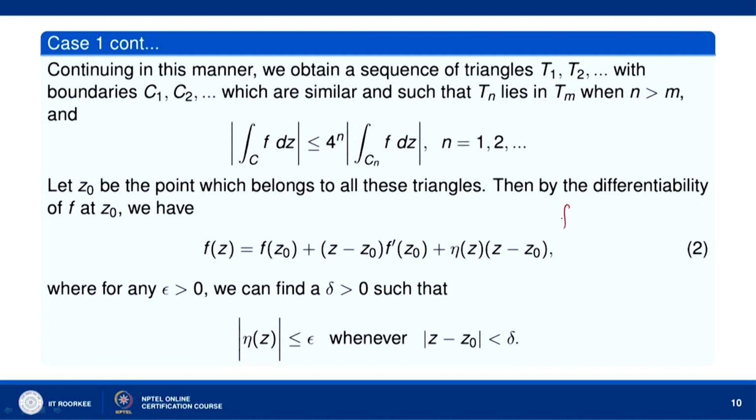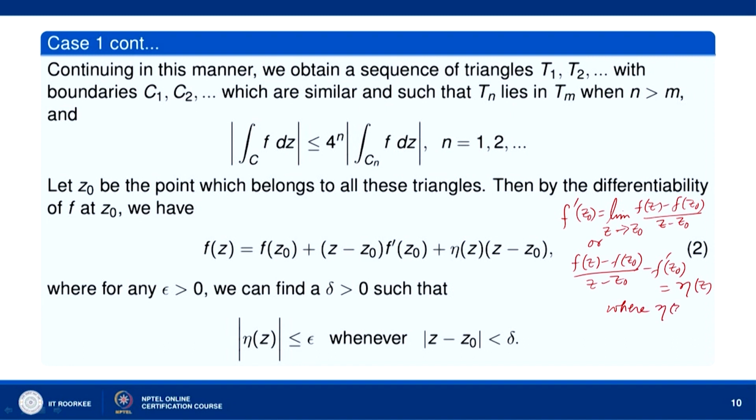You see, we have f'(z0) equal to the limit as z tends to z0 of (f(z) - f(z0)) divided by (z - z0), or we can write it as (f(z) - f(z0))/(z - z0) - f'(z0) = eta(z), where eta(z) goes to 0 as z goes to z0. So, by the definition of derivative we have this equation.